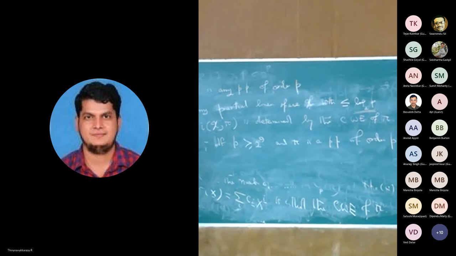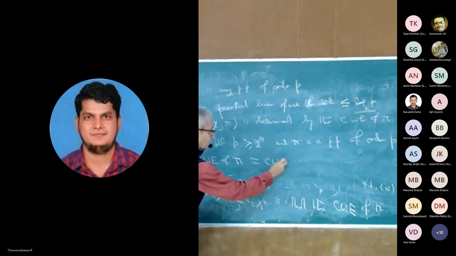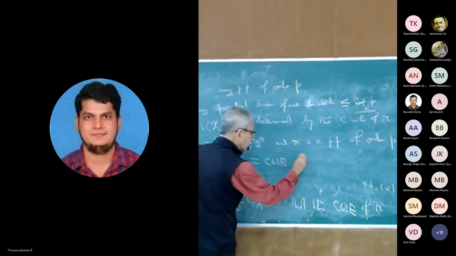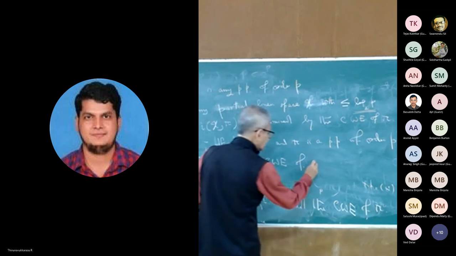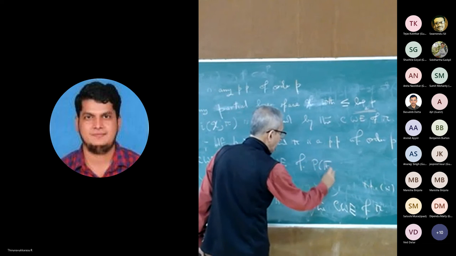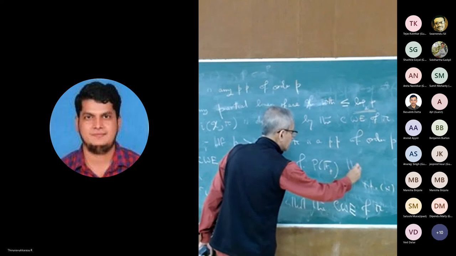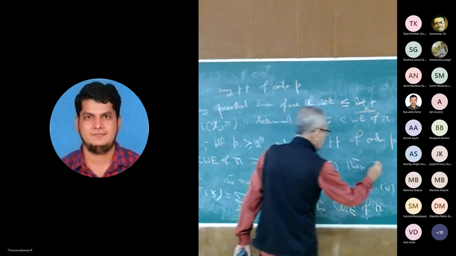Such that the complete weight enumerator of pi coincides with the complete weight enumerator of PG(2,p), then pi must be isomorphic to PG(2,p).